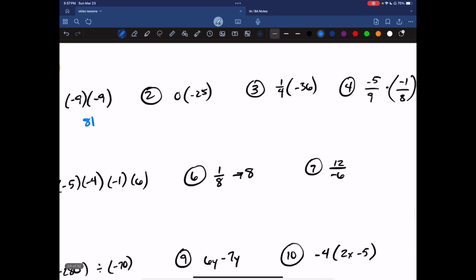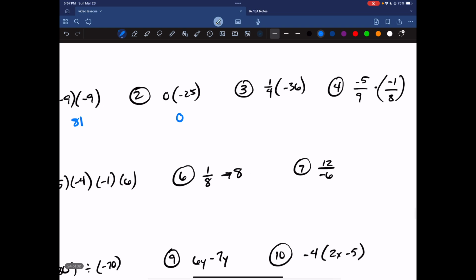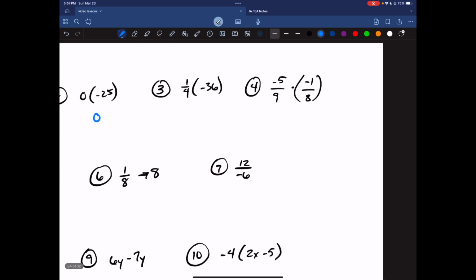All right, number two, anything times 0 is 0. So that one's pretty straightforward as well. Number three, if it's helpful, you can rewrite this as negative 36 over 4, which you should recognize as negative 9. So that's that.